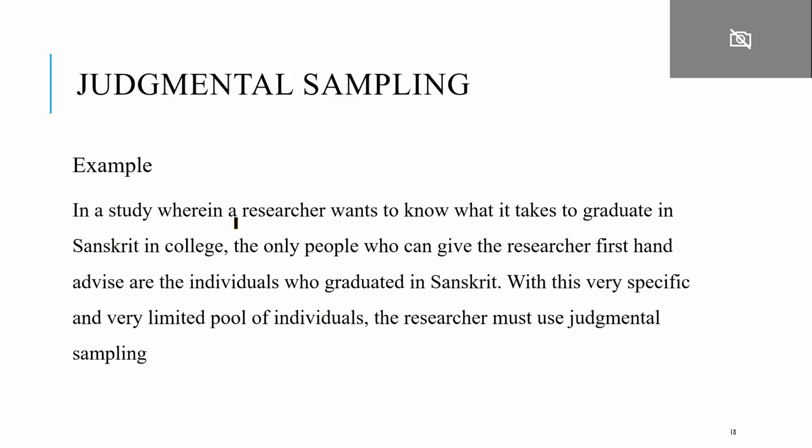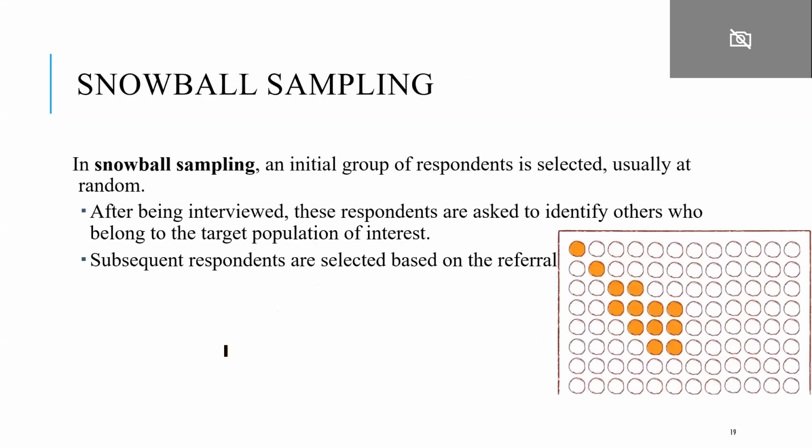In a study wherein a researcher wants to know what it takes to graduate in Sanskrit in college, the only people who can give the researcher first-hand advice are individuals who graduated in Sanskrit. I have already explained this. With this very specific and limited pool of individuals, researchers must use judgmental sampling. Okay.